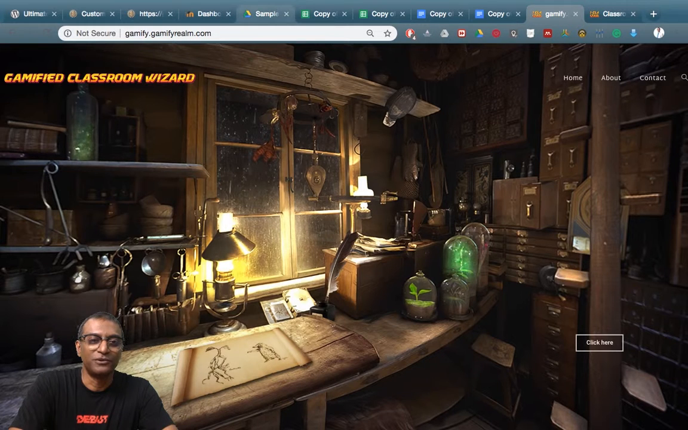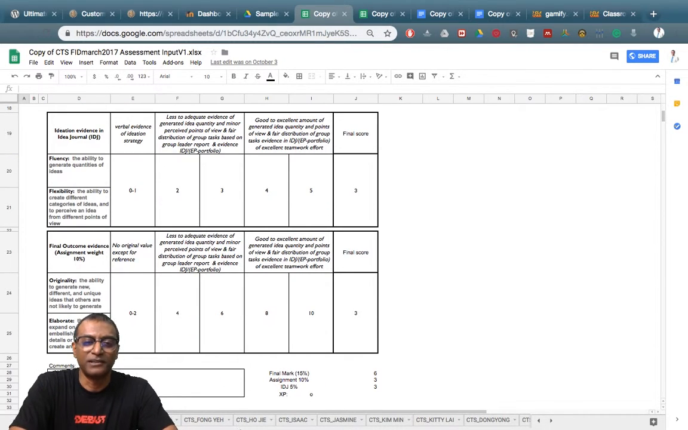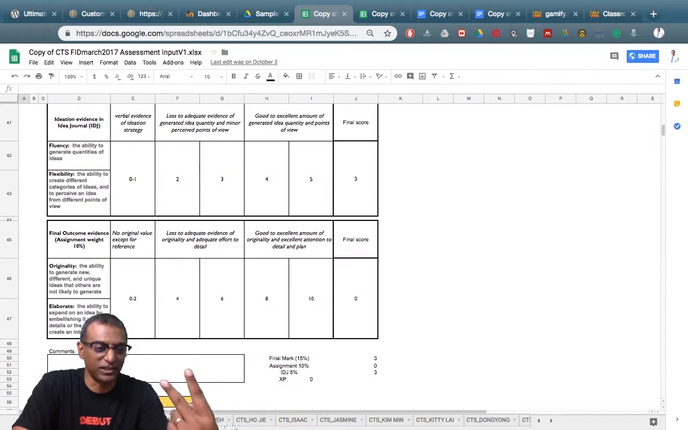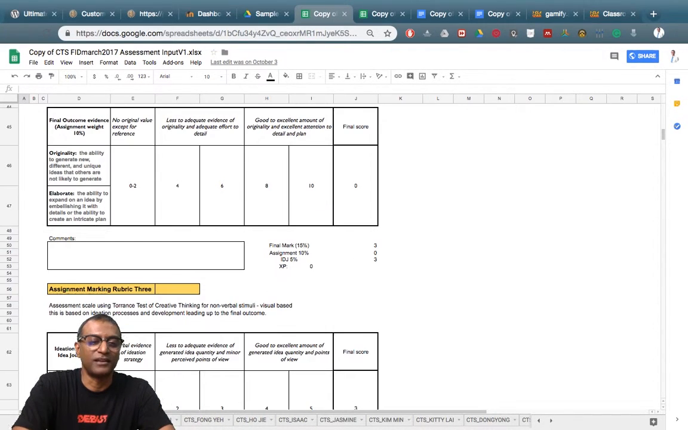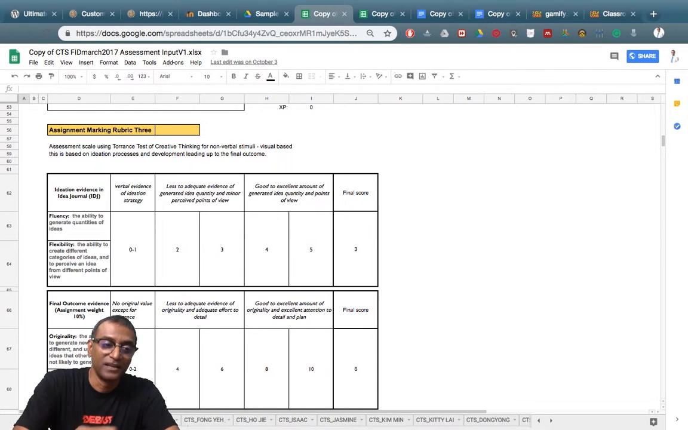There you go. Now you're going to see the rubric. This is the assessment rubric so far, and I'm going to be touching on some aspects of it. As you can see, every assignment rubric has been divided into two sections: fluency and flexibility as one section, and originality and elaboration as the other. Fluency and flexibility is very much dedicated to your idea journal.